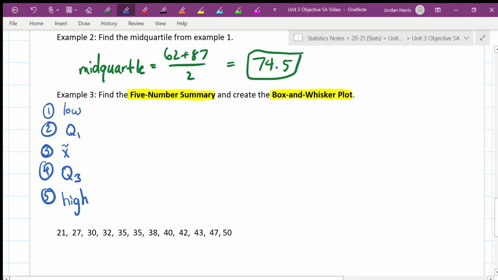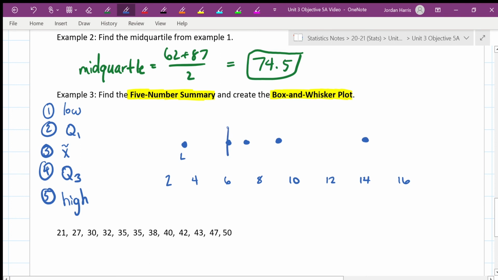Your box and whisker plot, be careful. Make sure you have some sort of scale to use. You get to make your scale most of the time. I think on the test, we'll probably make the scale for you. But if there's no scale, you'll need to make the scale. So notice my scale is counting by 2s. And then your box and whisker plot, you start with your low number. That's a point. Then you have your Q1, your median, your Q3, and your highest number.